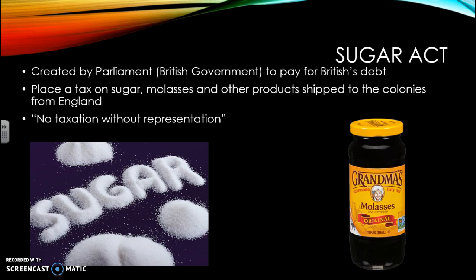Now, in addition to that, King George III put a tax on sugar. We all love something sweet, candy, anything with sugar. Cookies, we like that. So he decided to put a tax on sugar to help pay for the French and Indian War. There was a tax on sugar, molasses, and anything shipped to the colonies from England. Again, the colonists did not like this. They were upset because there was no representation in the British government, in the Parliament, to discuss what should be taxed and what shouldn't be taxed. This angered the colonists even more because they were not represented in Parliament.